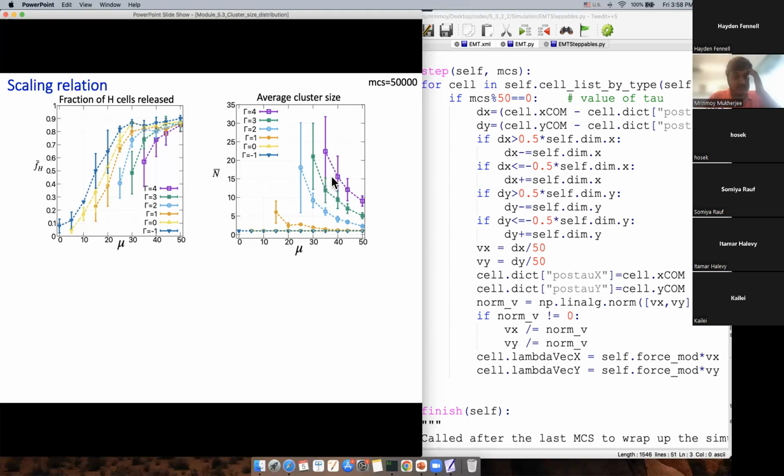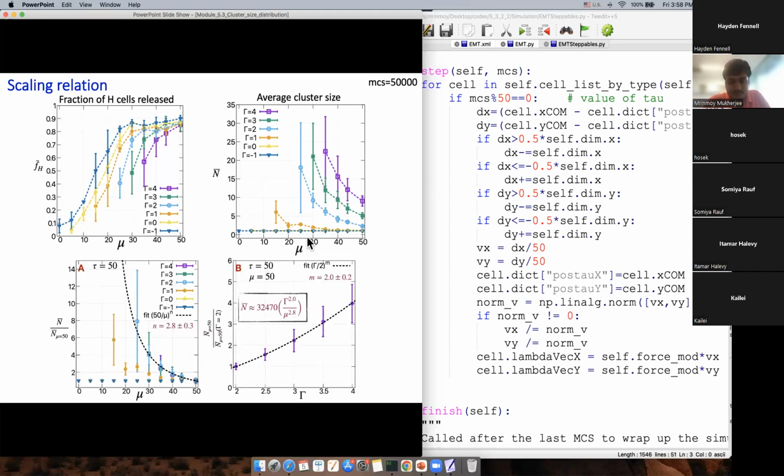In terms of physics, people always do. If you see these curves, they look similar, so you can try to find some kind of scaling relation. That means if you somehow normalize this n value with mu, then all these curves can fall into a master curve. From that, you can find a relation of average cluster size depending on mu and gamma.